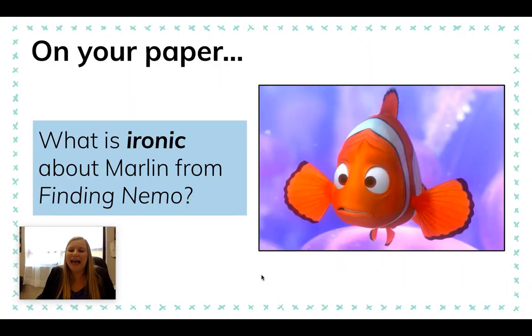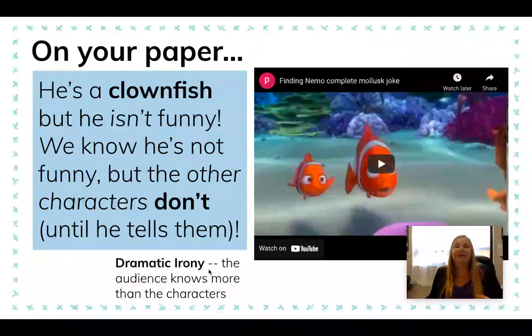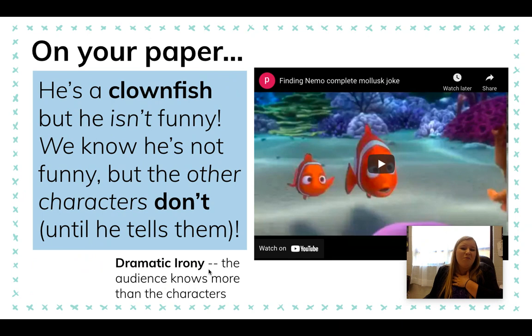Next up, we're going to be looking at this guy, Marlin from Finding Nemo. What is so ironic about Marlin? We could look at this in two different ways. The first is he's a clownfish, but he isn't funny. So that could be situational irony because we would expect a clownfish to be funny. But we could also call it dramatic irony because we know from the beginning of the movie Marlin's not a funny guy. He's nervous, he's fretful, but the other characters don't know he's not funny until he opens his mouth. So that's dramatic irony. We knew he was not funny, the other characters did not.